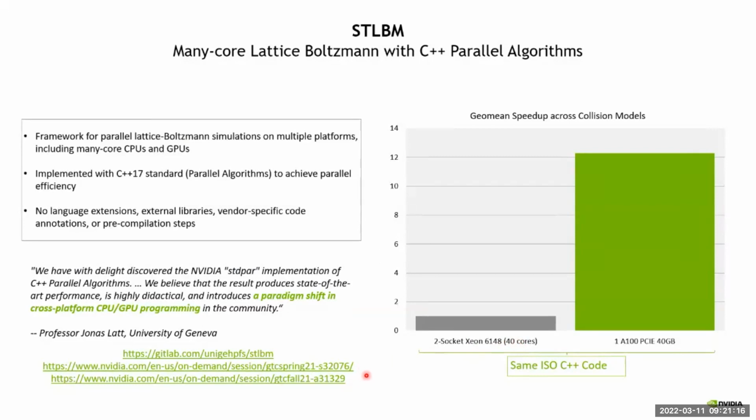I encourage you to go watch these talks because they go into a lot of detail about the sorts of transformations in their code that were necessary and performance, far more performance results than I show here. What you do see here is that they could take their single code, they can run it across all cores of their 2-socket Xeon, or they can run it on the GPU they have available. The author of this code and the person who spoke at these talks is Professor Jonas Latt. He categorized this as a paradigm shift in cross-platform CPU and GPU programming. So this is what's possible today using solely ISO C++.